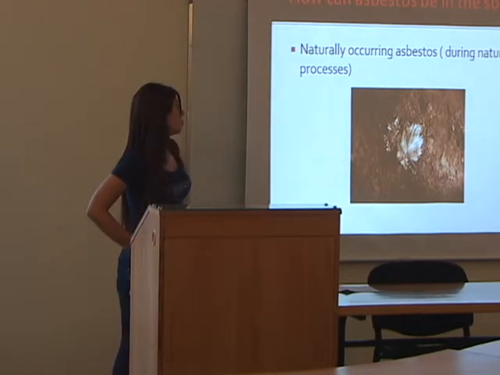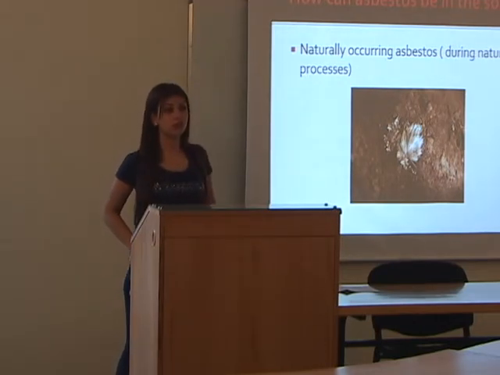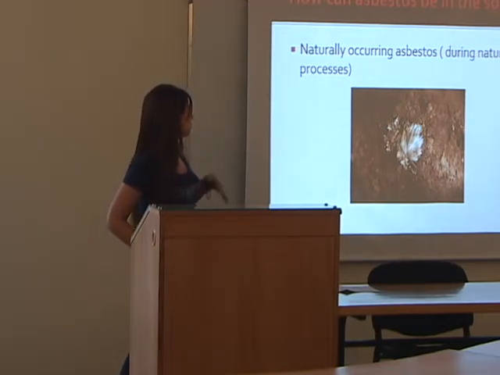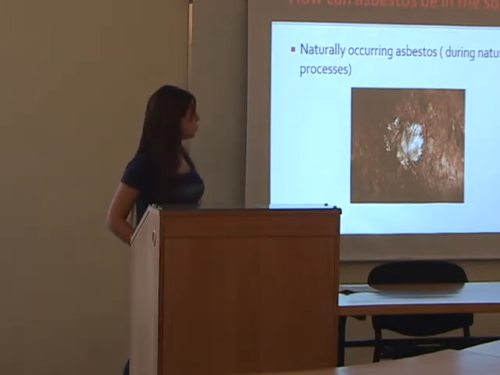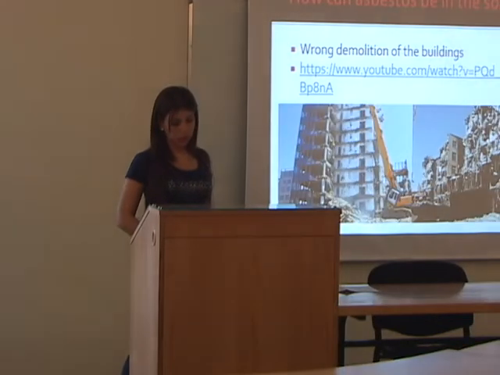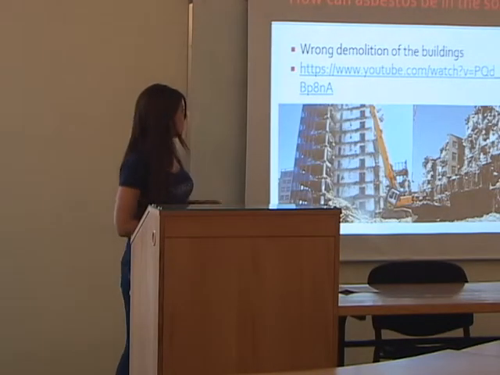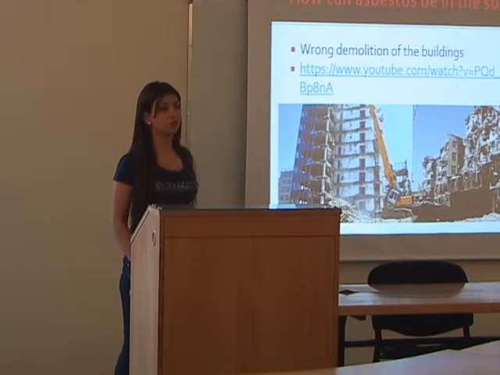So how can asbestos be in the soil? At first I want to say that naturally asbestos can be found in the soil. It's due to natural processes. And the other thing is the wrong demolition of buildings.